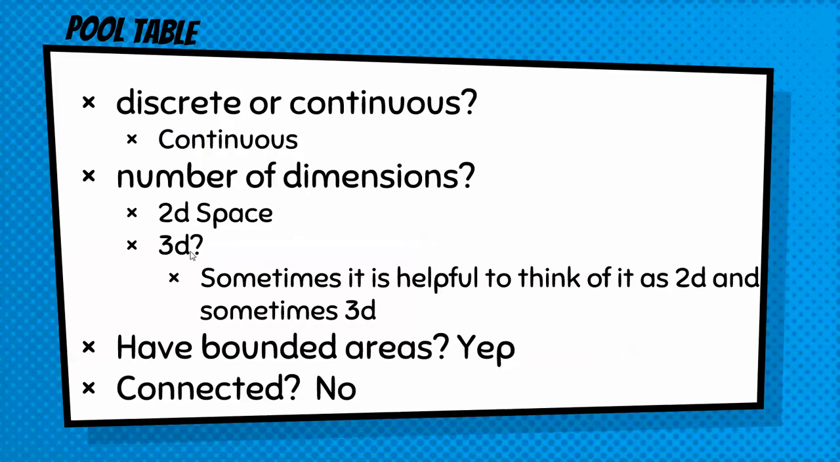You can look at it both ways, but if you're at the point where you're allowing a player to jump a ball, then it's 3D. Is it a bounded area? Yes, you have your bounded area of the table. You can't go outside of that border. Are they connected? Not really. The pockets and other things aren't really connected, so you can't get from one world to the next.